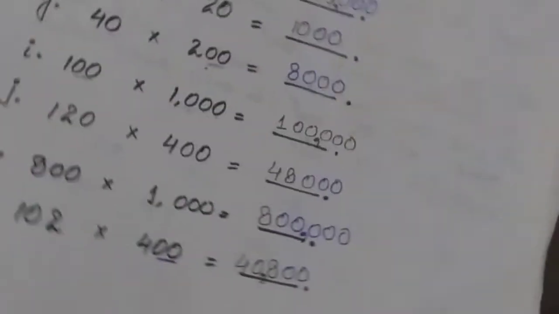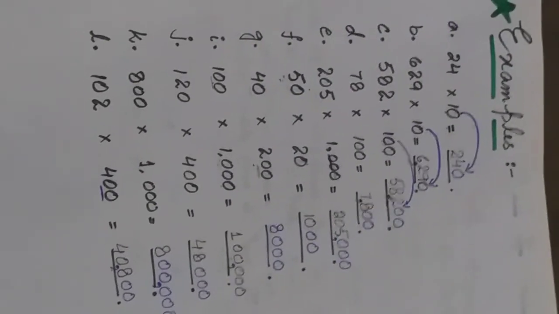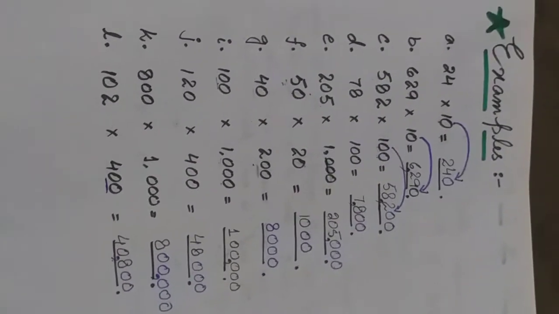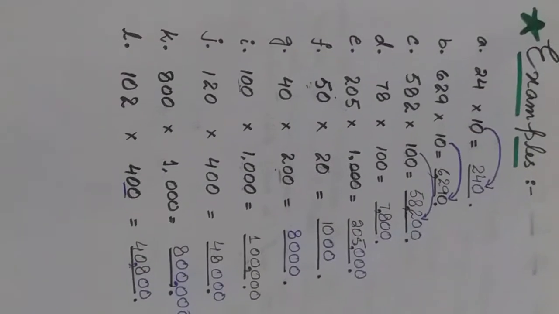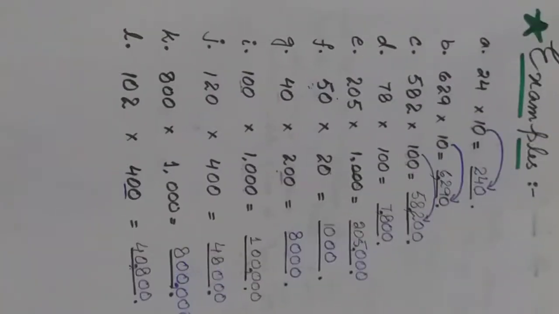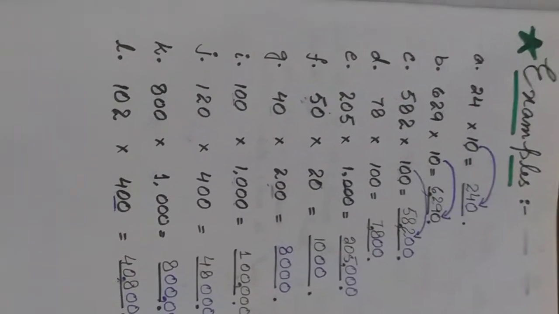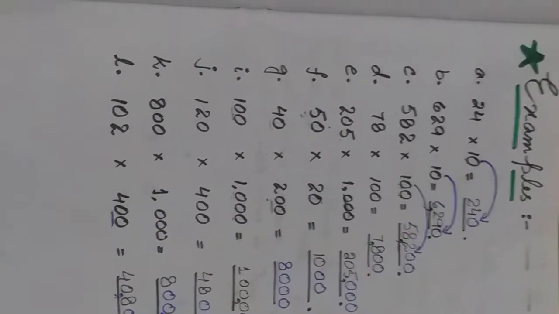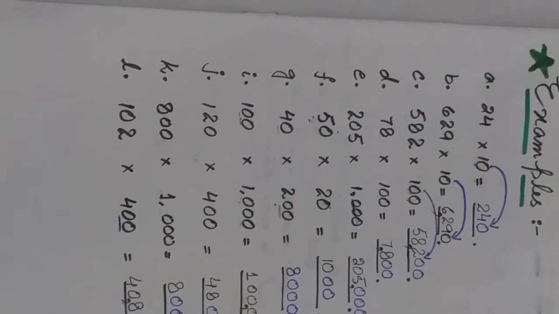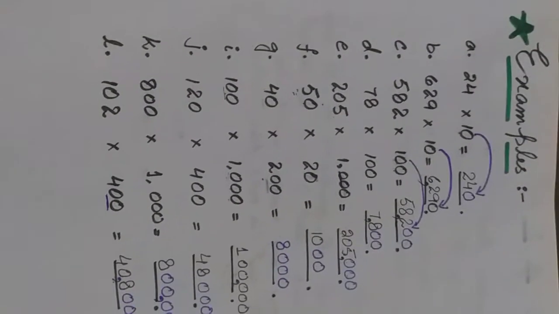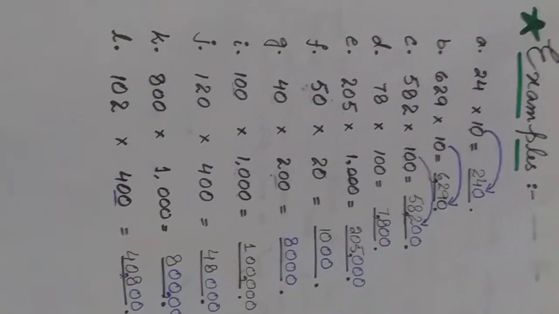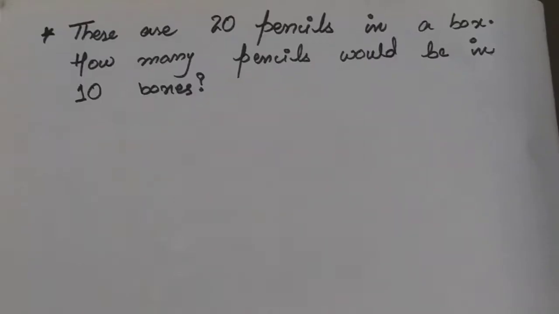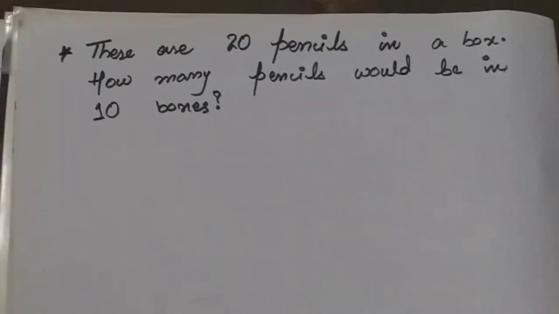So students, you can see we have solved all the examples without doing the long multiplication. Just by a simple trick you can solve any example in which we have the multiplier or the multiplicand as a multiple of 10. So by following this simple trick you can find the product of any given numbers. Now students, let's solve some other examples.